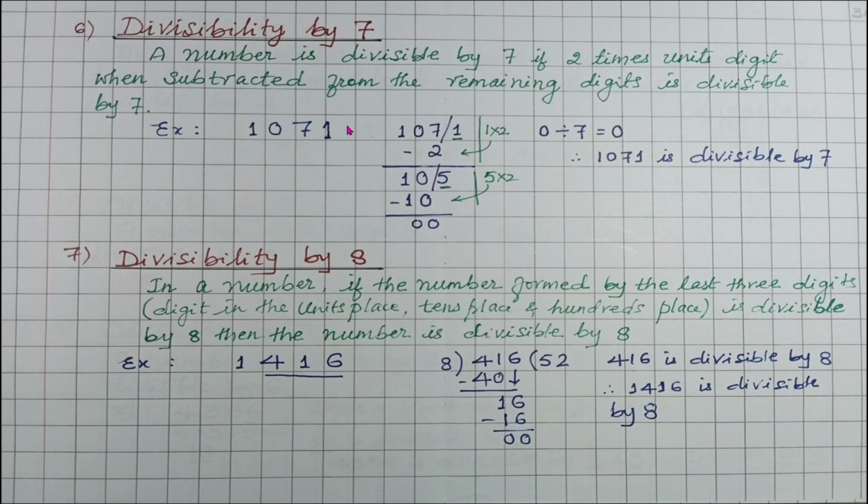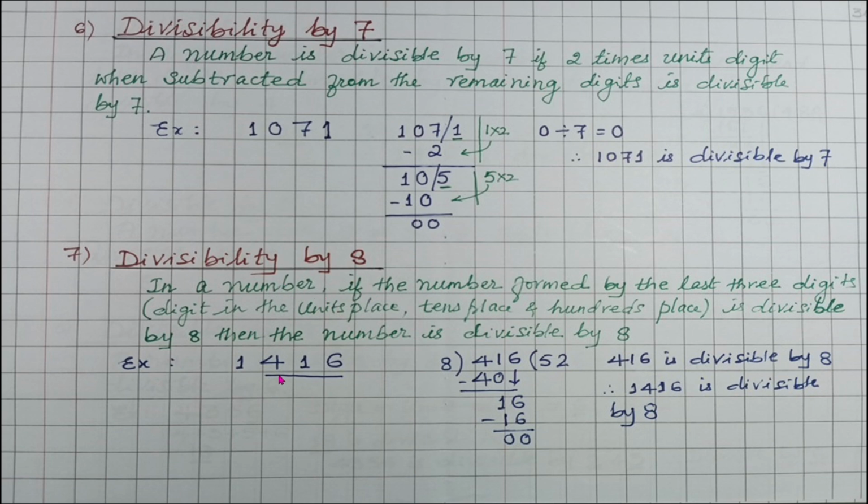So the method is very simple. Take the last digit, multiply it by 2, and subtract it from 107. Then the remainder you get is 105. From that, again take the digit 5, multiply by 2, and subtract it. If you get 0 or a multiple of 7, then the number, that means any number rather, is divisible by 7.